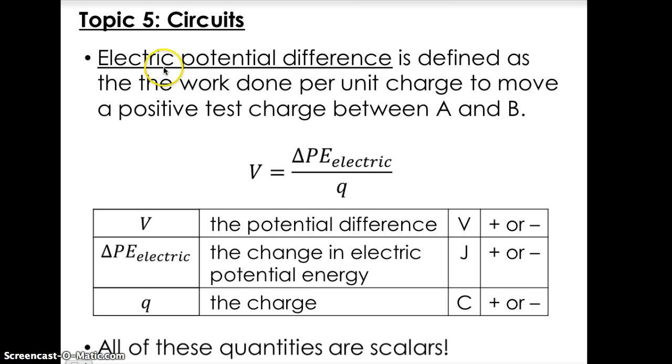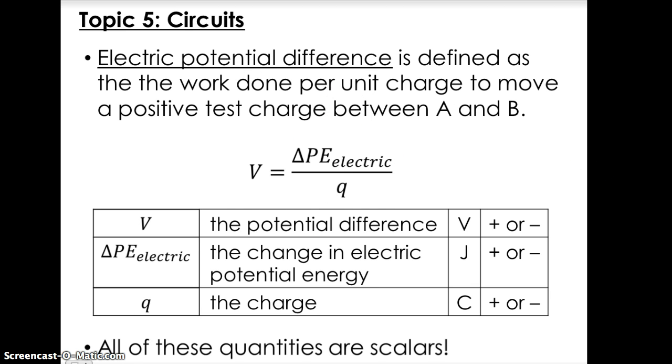Here's the official definition, which we must be able to recite for IB. And instead of defining it in terms of potential energy, IB defines it in terms of work. So when you take that electron and you move it from one place to another, point A to point B, you do work on it. And they say that the electric potential difference is defined as the work done per unit charge, work per charge, because it's energy per charge, to move the positive test charge, some random positive test charge, between point A and point B. Now, that's the definition that you must be able to recite.